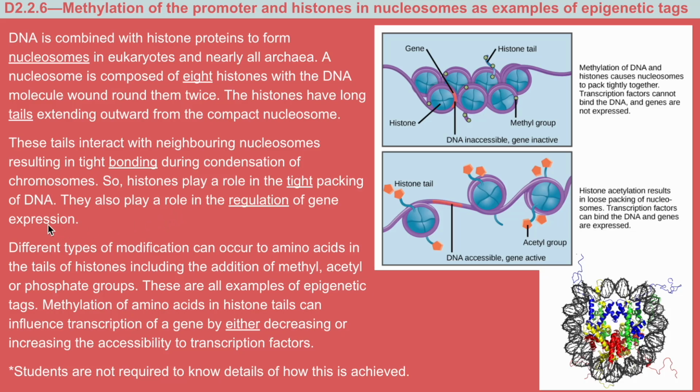They also play a role, though, in regulation of gene expression. Different types of modification can occur to the amino acids, okay, in the tails of histones, including the addition of methyl, acetyl, or phosphate groups. These are also all examples of epigenetic tags. Methylation of amino acids in histone tails can influence transcription of a gene by either decreasing or increasing the accessibility to transcription factors. You don't need to know any details of how that is achieved.